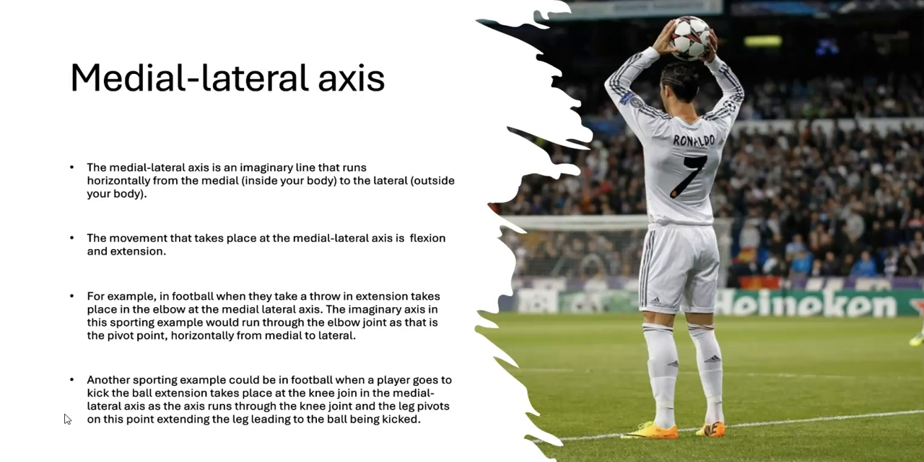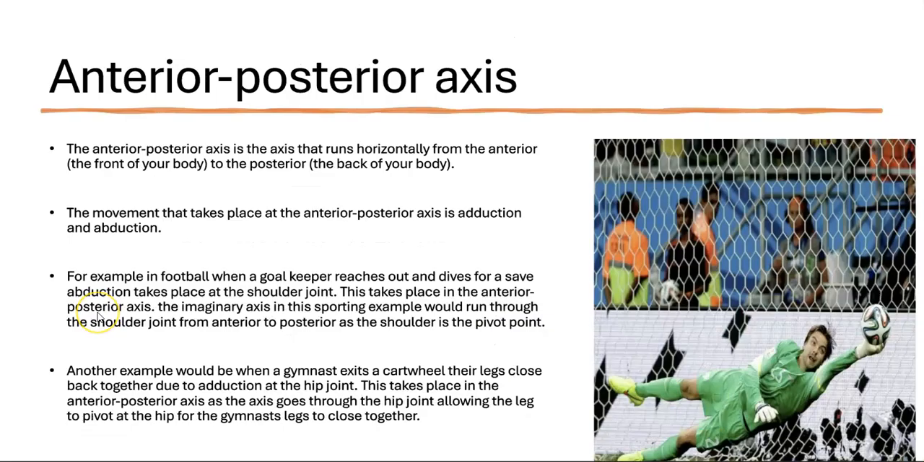The imaginary axis in this sporting example would run through the elbow joint, as this is the pivot point, horizontally from the medial to lateral. Another sporting example could be in football, when a player goes to kick the ball, extension takes place at the knee joint in the medial lateral axis. As the axis runs through the knee, the joint and the leg pivots on this point, extending the leg, leading to the ball being kicked.